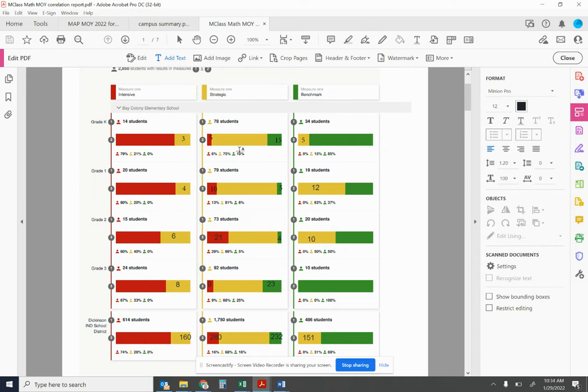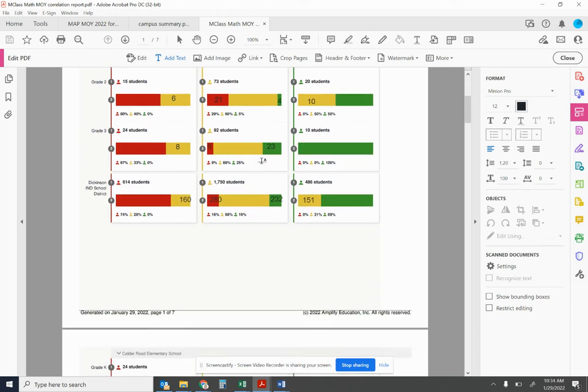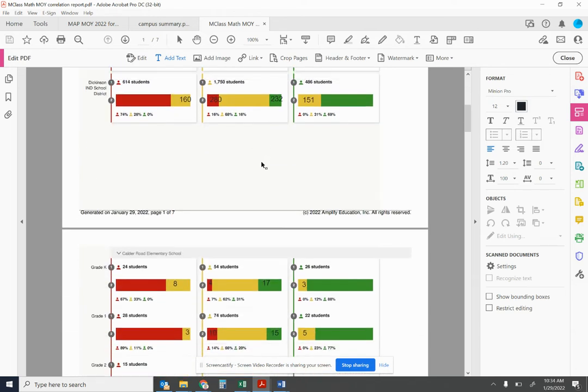This tells you that at the beginning of the year, you had 78 students in strategic. 5 of them fell to intensive, but 15 of them moved up to benchmark. You had 34 students at benchmark, and you had 5 of them fall to strategic. Okay, so it's very important that you actually look at the numbers, and I'm going to show you the district numbers.